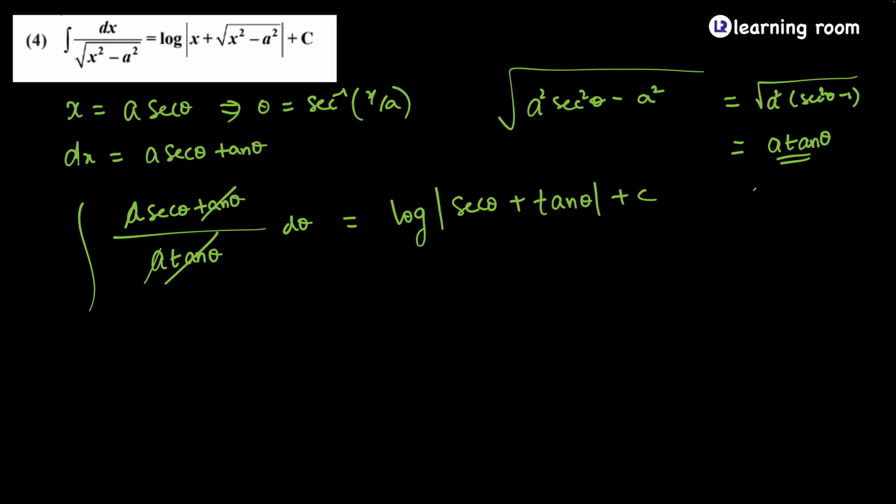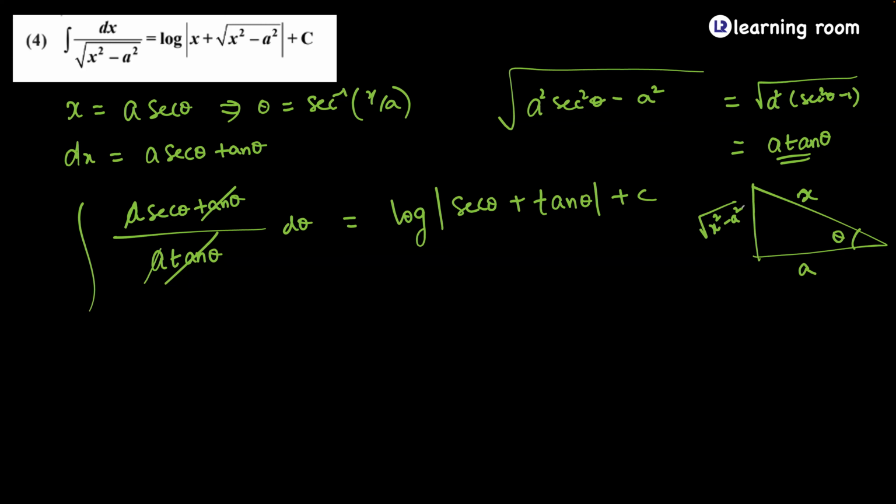If I take this triangle, I have secant theta is equal to x by a. Secant is hypotenuse divided by adjacent. So hypotenuse is x, adjacent is a. Am I right? So the remaining side is going to be root of x square minus a square.